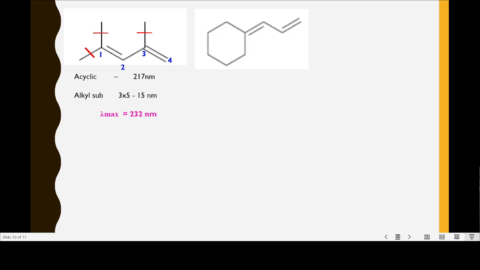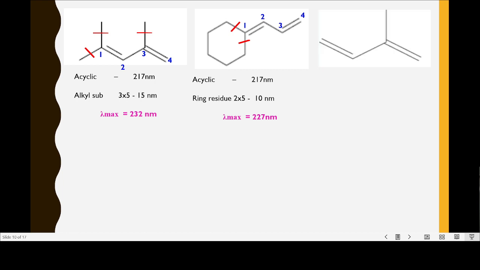So this is an acyclic ring structure. Even though there is a ring, the double bonds are present outside the ring structure. So first we need to number the butadiene structure: 1, 2, 3 and 4. Now we need to know where the ring residues are. So 1 and 2. So what will be the lambda max? For acyclic it is 217 nanometer and for 2 ring residues 10 nanometer. Totally the lambda max value is 227 nanometer for this compound.